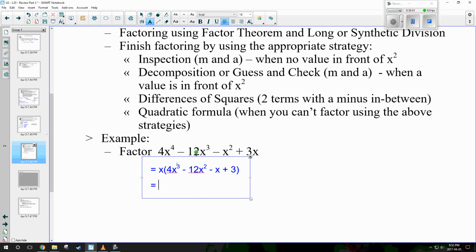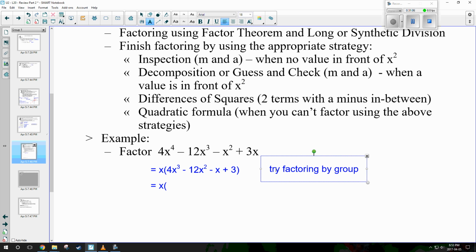Now that we've pulled out that common factor, which simplified it a little bit, let's take a look at our terms here. Again, we have 4 terms in this, so let's check to see if we can do factoring by grouping before we resort to using the factor theorem and our synthetic division. So remember, for our factoring by grouping, we split our equation in half.